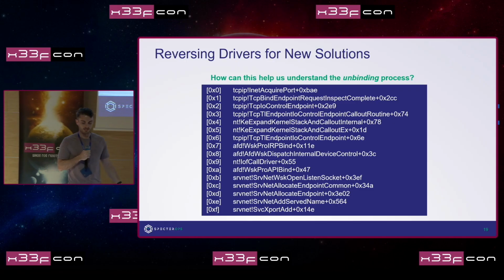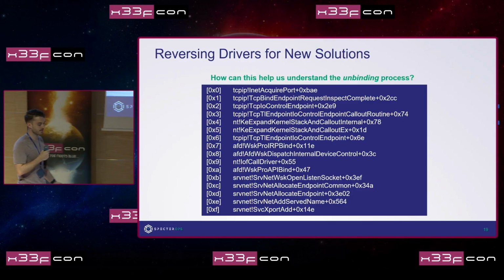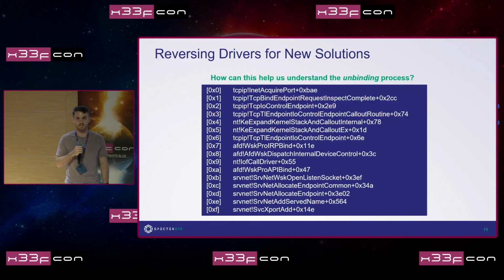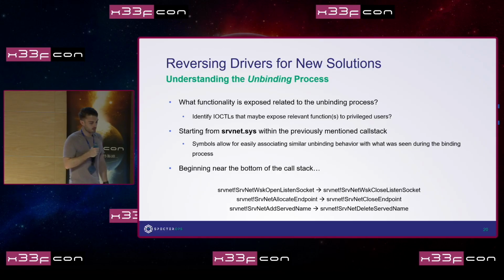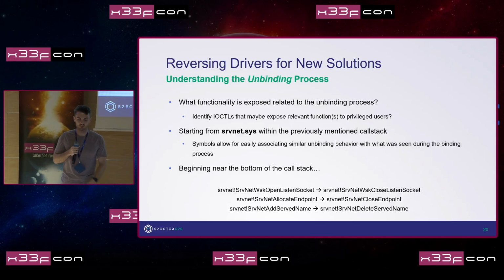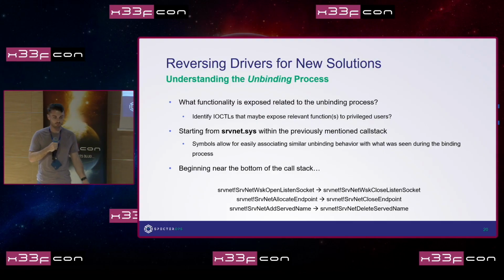Okay, but all of this is associated with binding 445. That's not really what we're trying to accomplish here. But how can this call stack, when we hit iNet port acquire, help us understand the unbinding process? Initially I thought I'd have to dig through maybe IOCTLs exposed by some of these drivers relevant to the binding process, and maybe there's something exposed that would allow us to reach a code path that we could unbind with. Thankfully, I didn't have to dig that deep.